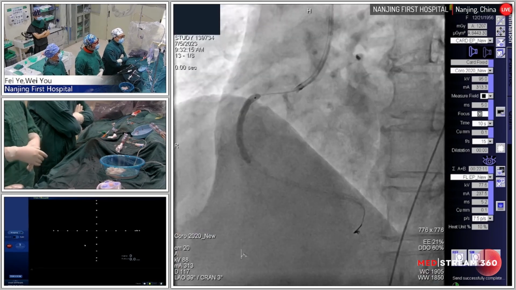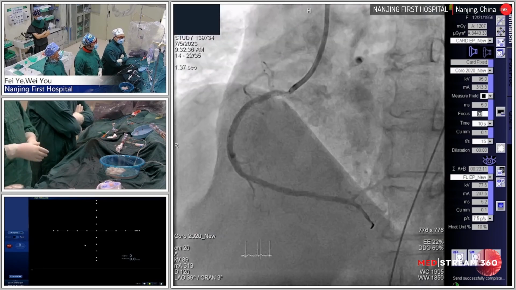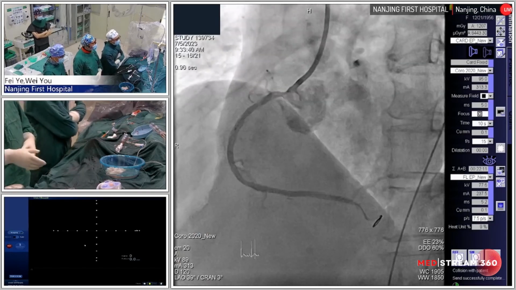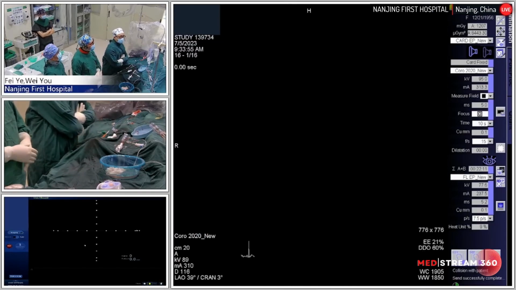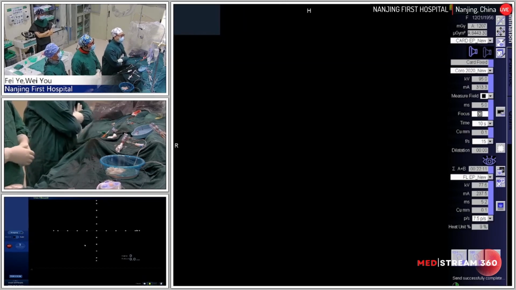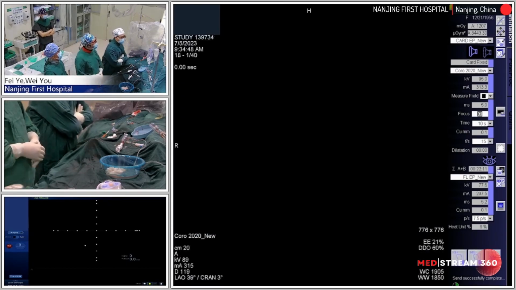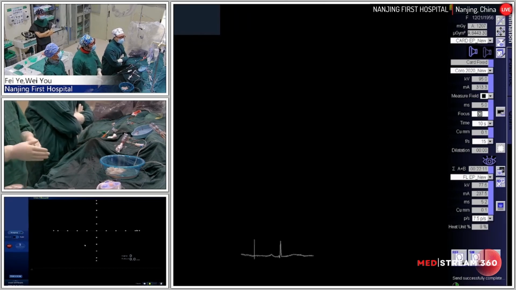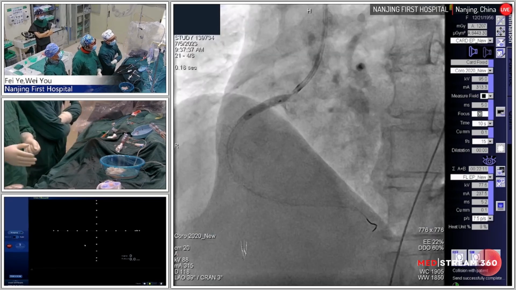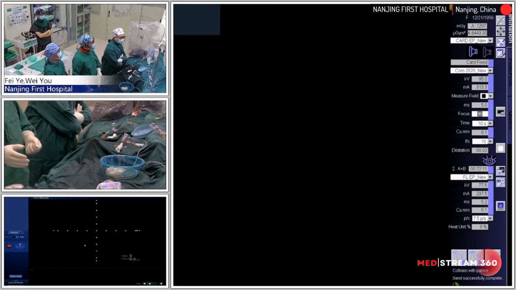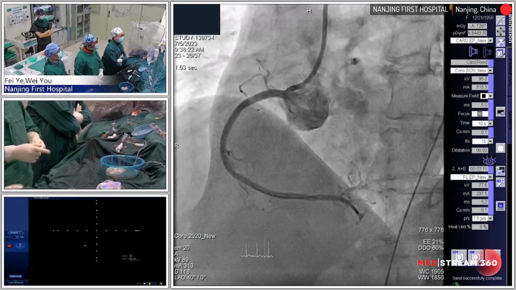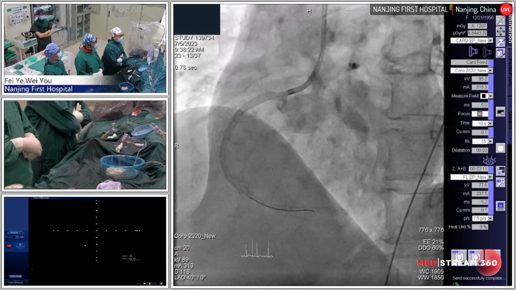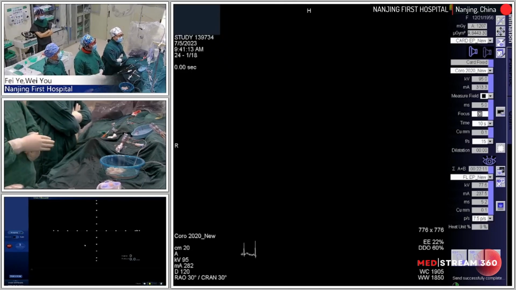For the RCA PCI, we used less than 15 minutes in total, and the contrast volume was less than 50 milliliters. So I think the patient is still well, hemodynamically stable. That will be good support for us to perform today's tough case, the tough lesion of the left coronary artery. So you can see the final result of the RCA. Next please.